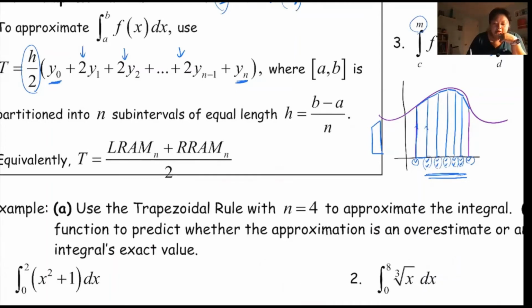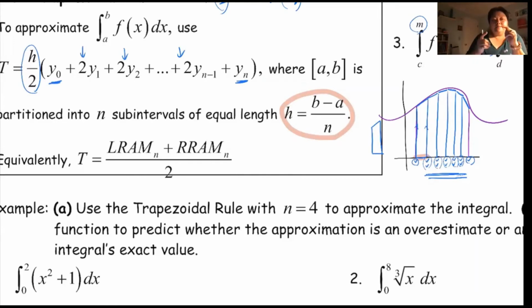Okay. Now, if I want to know the height, and again, we use the word height kind of loosely. Height is this one right here. It's our width from before. So the height is b minus a over n. We talked about this. It's the endpoints subtracting each other and divided by how many trapezoids we have.